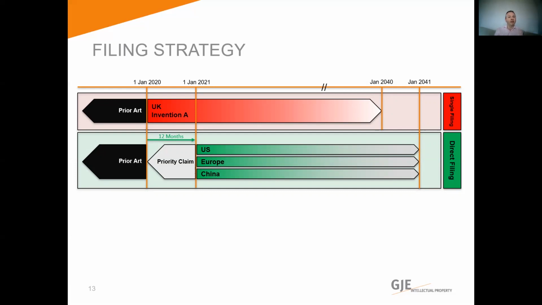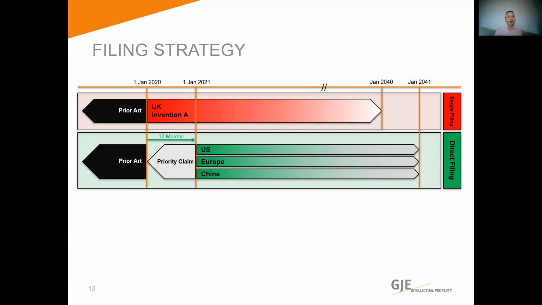Those US, Japanese, and Chinese applications are separate applications, and so their patent term will expire at the start of 2041, so 12 months later than the UK application. You can also file the same application in the UK again within that 12-month period, claiming priority from the original UK application. This means you will have protection in the UK for a further year, so again until 2041. This strategy is referred to as direct filing.